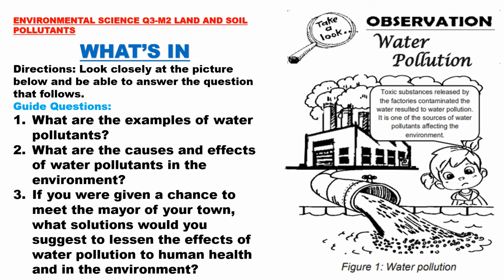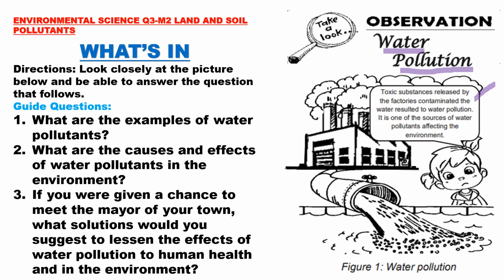What's in? Look closely at the picture below and be able to answer the question that follows. So let's take a look at water pollution. Toxic substances released by the factories contaminated the water, resulting to water pollution. It is one of the sources of water pollutants affecting the environment.